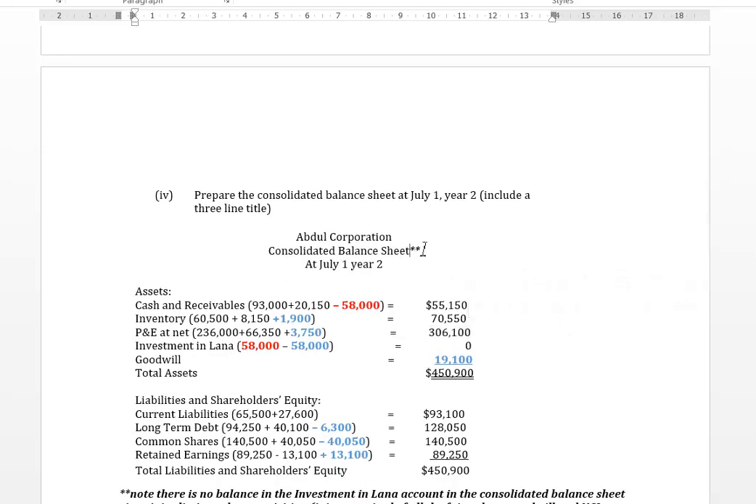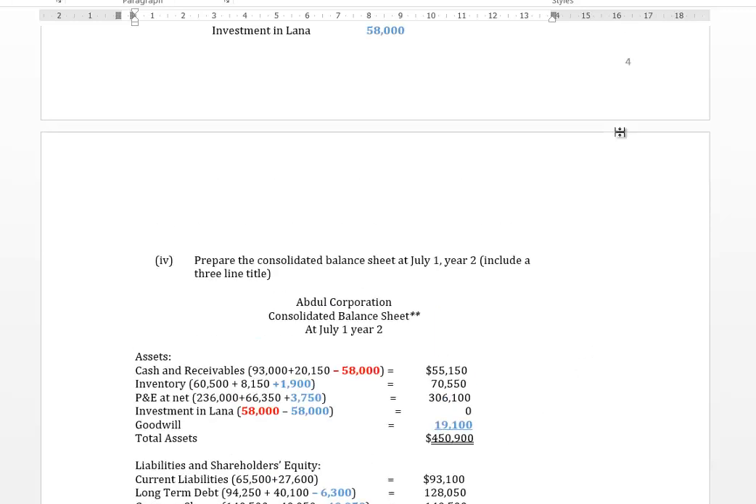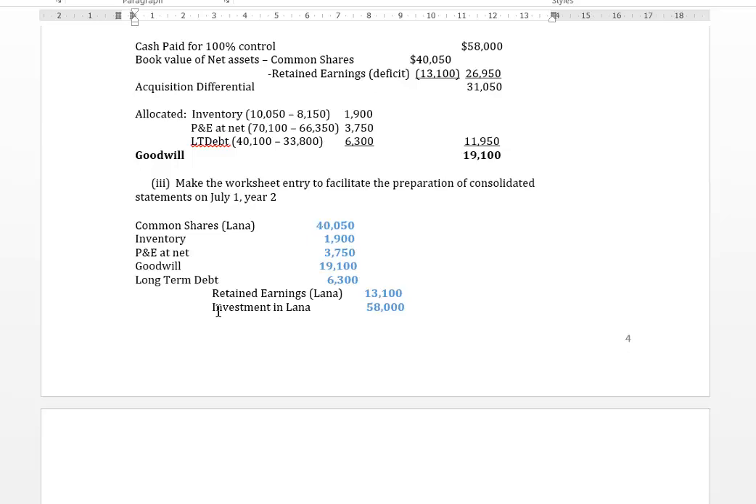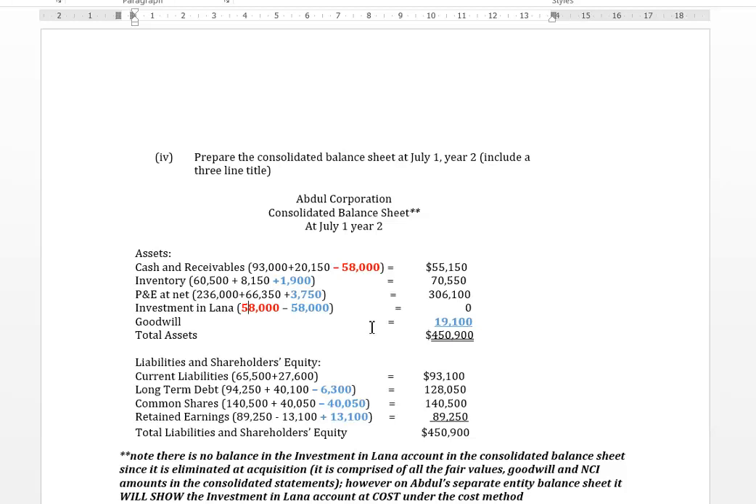Notice here, I tell you in the double asterisks that there's no balance in the investment account in Lana. Why is that? Because don't forget, when Abdul bought the investment, they debited the investment account on July 1st, but you also posted to the consolidated worksheet this entry that eliminated the investment account. So $58,000 went in at the date you recorded the investment on your separate entity books. But for consolidation purposes, the third set of books, that investment account is broken up into all its component pieces, which would be the carrying value, all the fair value increments, and the goodwill, that's all broken up.